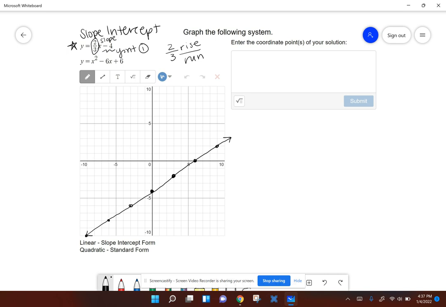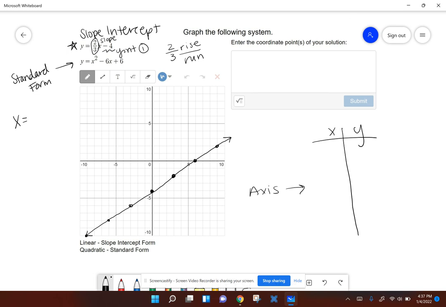Next up is our quadratic. This quadratic is in standard form. There's a couple different ways you can do this. The most common way that I've seen most people doing it is the table method. So I'm going to go ahead and do that. Recall that to find the middle of our table, we need to find our axis of symmetry.